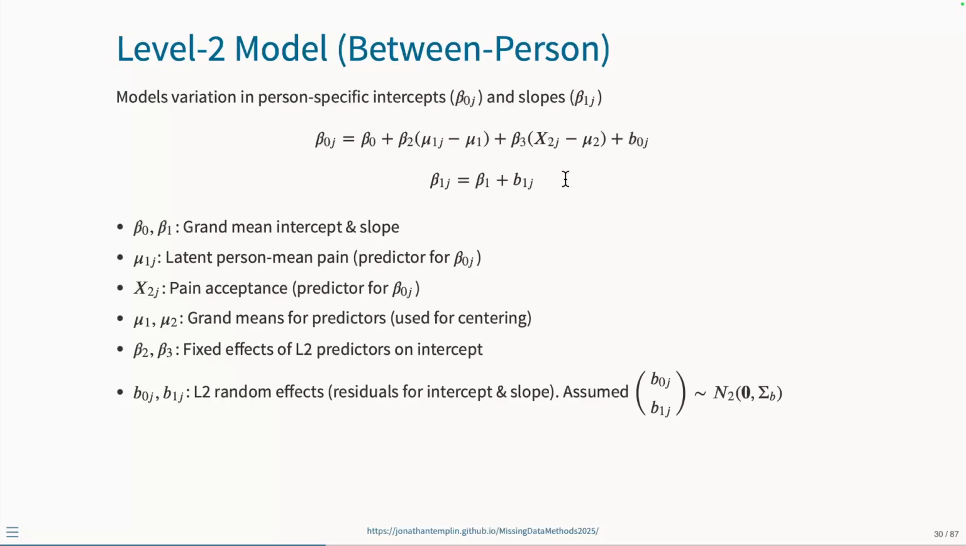Now, again, this is just meant to give you an example. Most of us will probably have some type of prediction going on for those slopes, right? We want to describe why people vary in their effect of level one, or daily pain, on daily positive affect. So here the key is that we have these two random coefficients, beta 0 and beta 1. Those follow a multivariate or bivariate normal distribution.